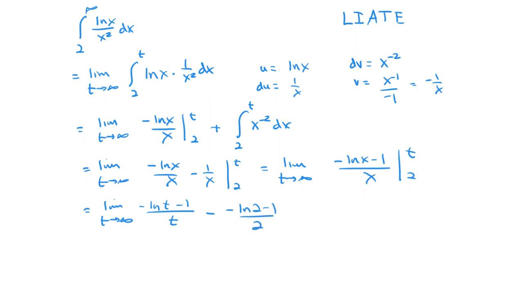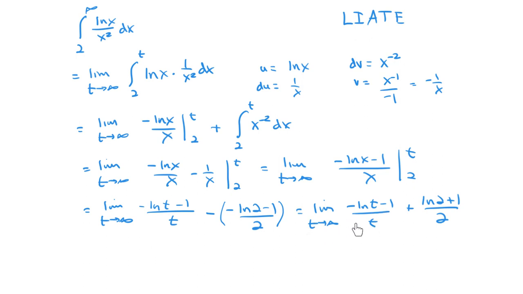Let's do something with these signs here. So let me put it like this. This is going to be the limit as t approaches infinity of minus natural log of t minus 1 over t. And then when that negative distributes through, we'll just get plus natural log of 2 plus 1 over 2, because this negative will go through and make that positive and make that positive. But really what we need to do is focus on this part.